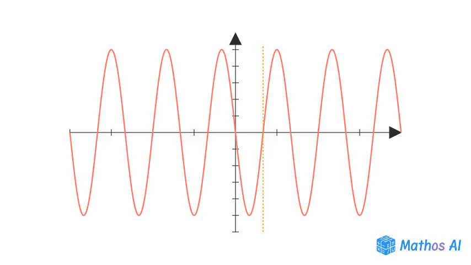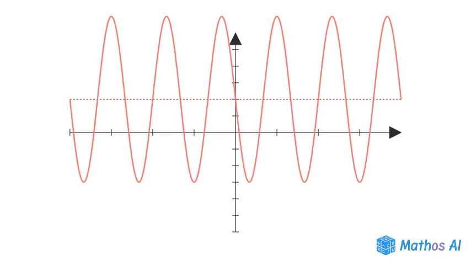Now let's find the phase shift. The phase shift, h, tells us how much the wave is shifted horizontally. The phase shift is h equals pi divided by 3. This means our wave starts its cycle pi divided by 3 units to the right of the origin.